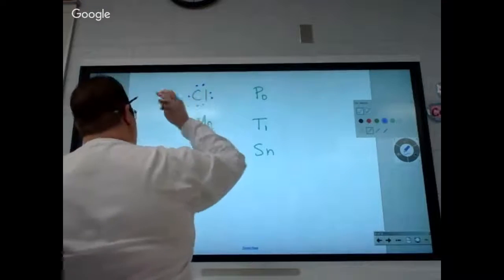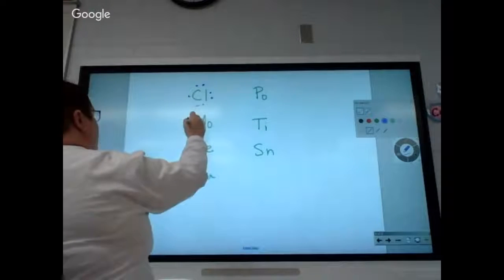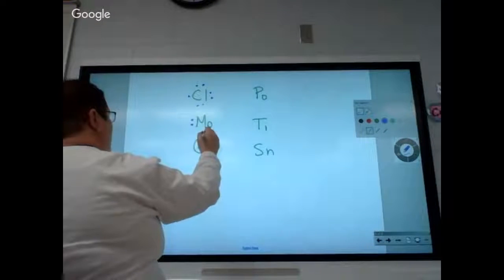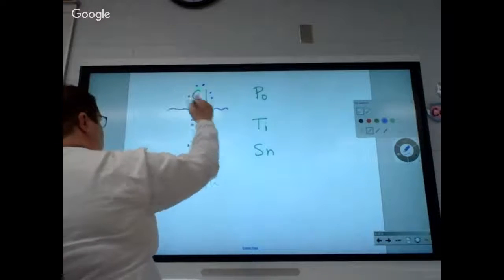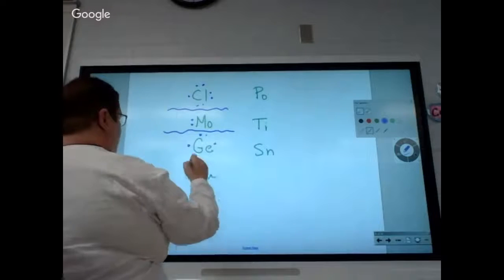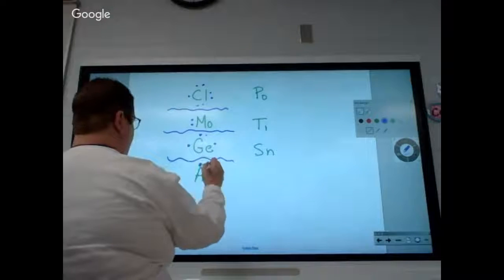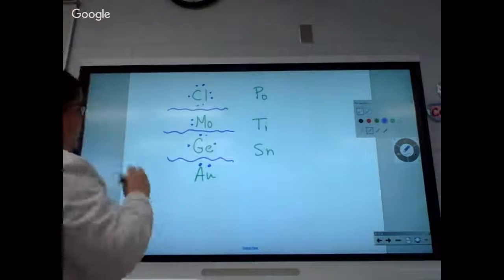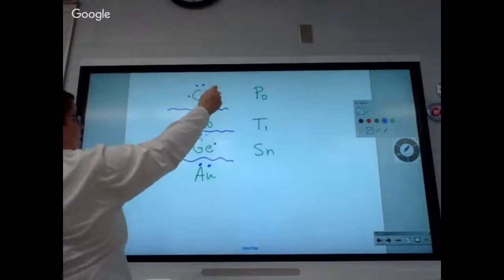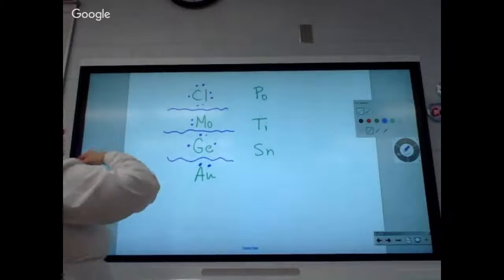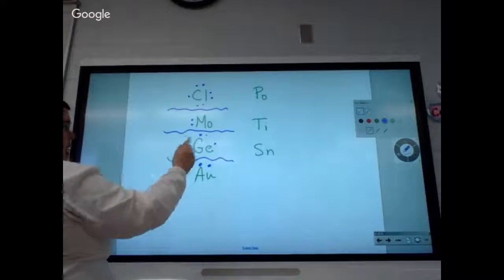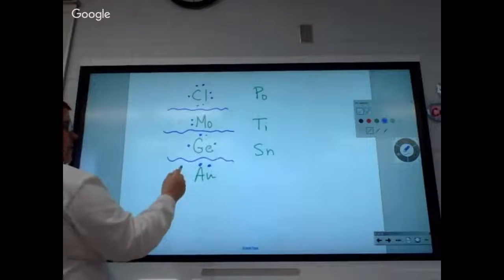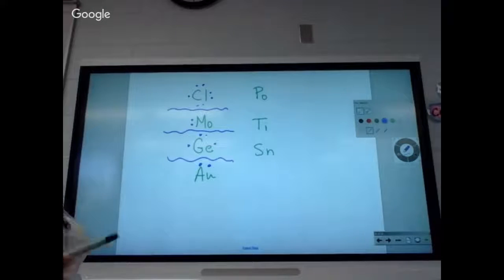Now remember, your dots do not have to be in the exact same place that mine are. The pattern has to be the same. Okay, so like in this first one, everybody's got to have 3 pairs of 2 and a single. Everybody has to have a pair and 2 singles and a pair. Does that make sense? Okay.